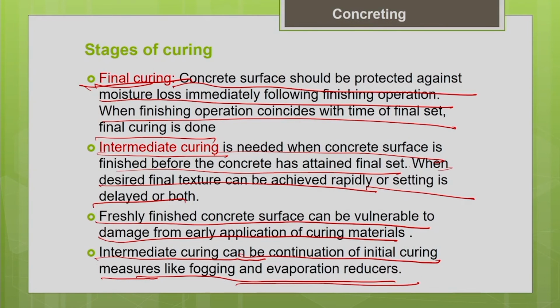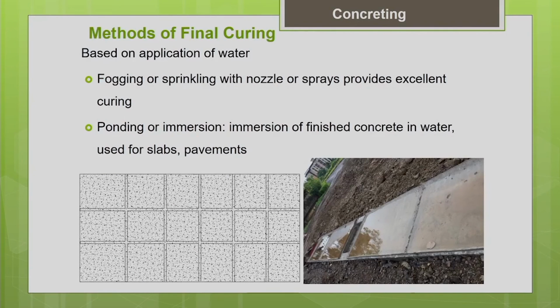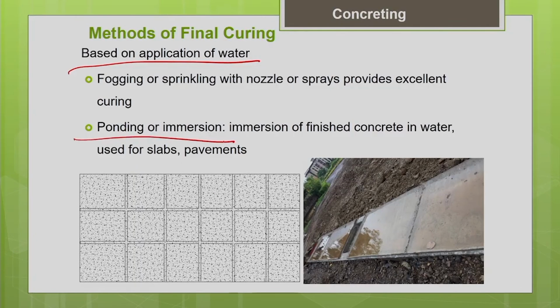So, what are the different methods of final curing? Let us see. Mostly the traditional way is we apply water for the final curing. That is a commonly adopted method and it is the best method for the concrete. Particularly for structural elements which have a larger surface area, like slabs and pavements, we go for a method called ponding or immersion.